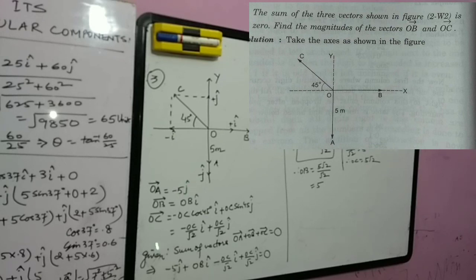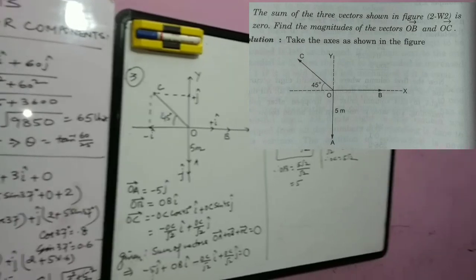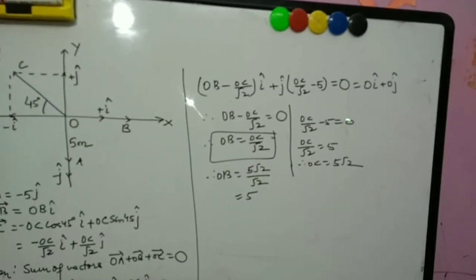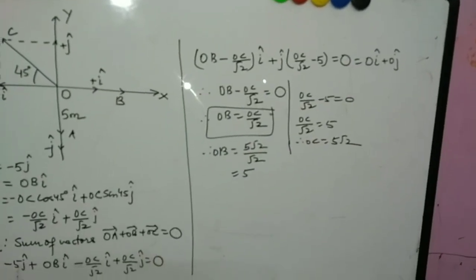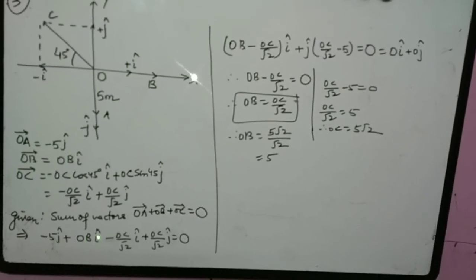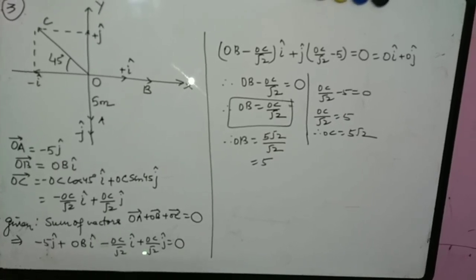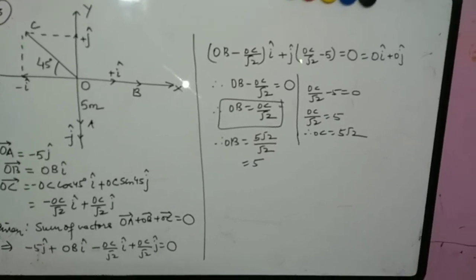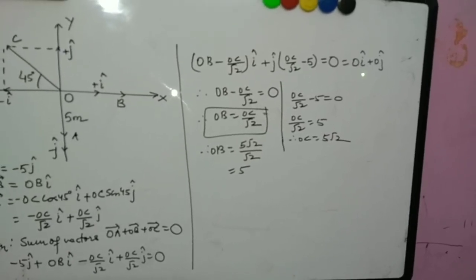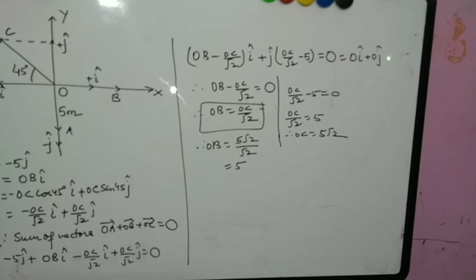So these are the vectors we are taking. This is the given condition that the sum of the vectors equals 0, so we are adding all the vectors and this will be equal to 0. You can see here on the board, just look at this portion: the sum of the vectors. After resolving, we have the 5j, OB, and OC's i and j components. If you separate the i and j components, you get 0, which can be written as 0 times the i unit vector plus 0 times the j unit vector.